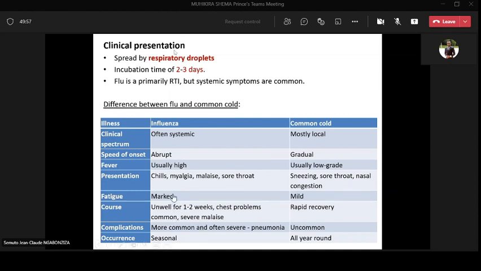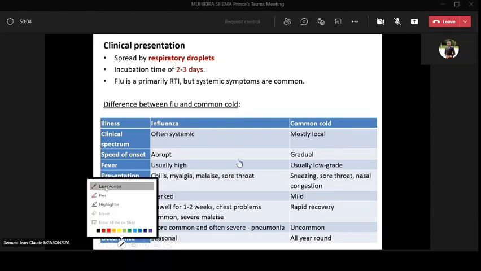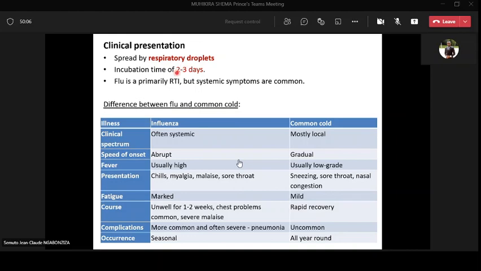So as clinical presentation, it spreads by droplets, with incubation in 2 to 3 days, and flu is primarily a respiratory tract infection, but other symptoms are also common. Kuvuga ngo bigarukira hariya gusa.